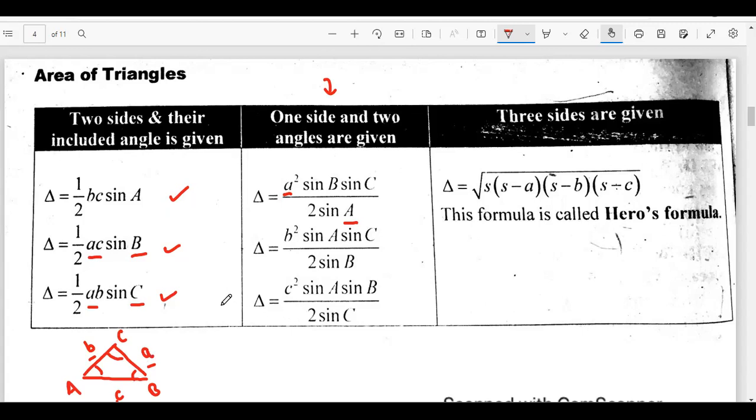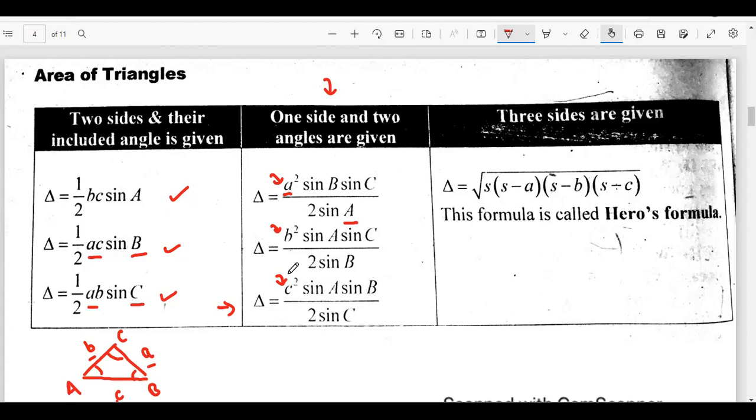Let's suppose we talk about this one. Let's say C is the side and A and B are the angles. So if C is the side, you're dividing it by 2 sine C, and sine A and sine B are coming in the numerator. And always remember they are squared. It's A squared, it's B squared, and it is C squared. Do not get confused with this.